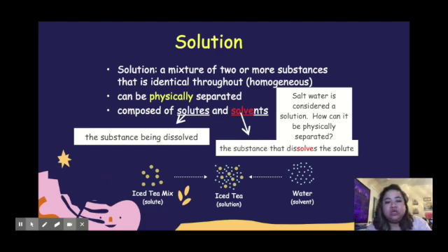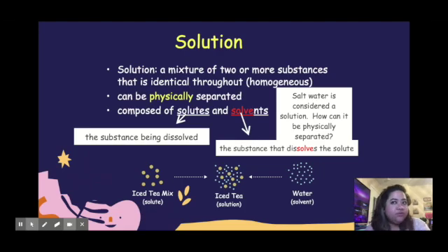So in a solution, like what we have said, it's a mixture of two or more substances, regardless of how many substances are present in this mixture. As long as they are identical throughout, or we are only seeing one phase, they are considered as homogeneous. We thought that solution is only liquid in form, but in fact, we also have solid solution and gas solution.